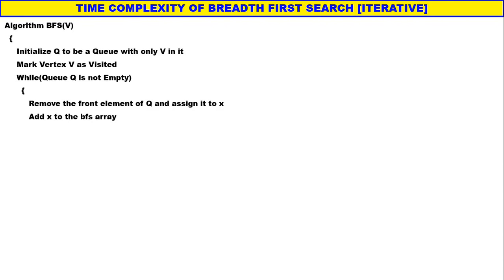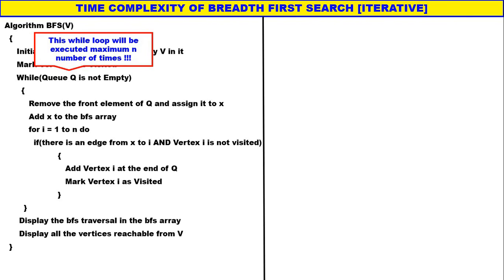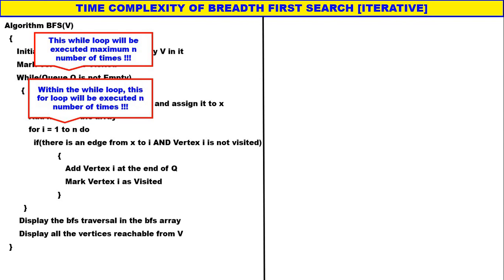Now let us understand the time complexity of iterative BFS. So let us write the algorithm here. Same algorithm. You can just observe this while loop will be executed maximum n number of times. While Q is not empty, that while loop is executed maximum n number of times, and inside that while loop, this for loop will be executed n number of times. Outside while loop is executed maximum n number of times. Inside, this for loop is executed n number of times.